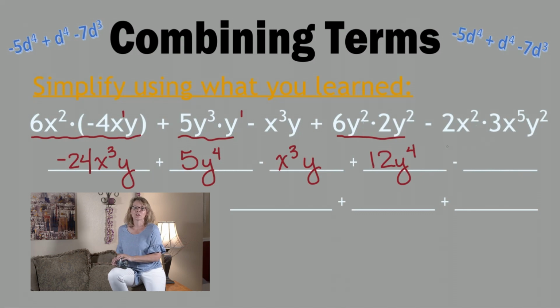Negative 2 times 3 equals negative 6. X squared times x to the 5th is x to the 7th, and the y squared at the end. See how smart you look? You knew what to do with those crazy numbers and letters.